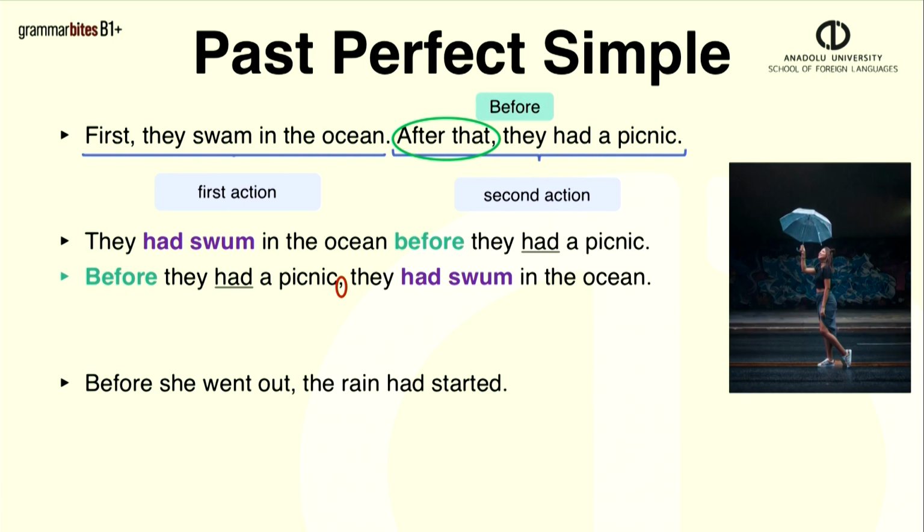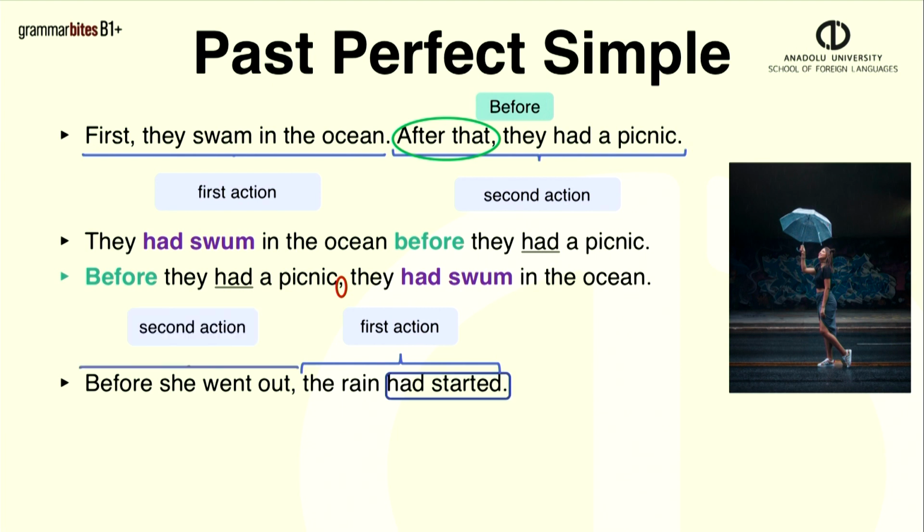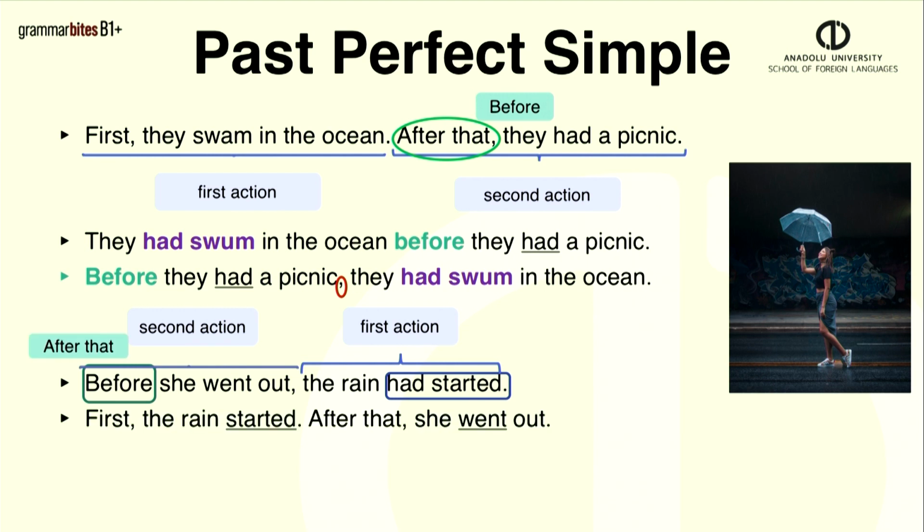Let's see another example. Before she went out, the rain had started. Here, we have a past perfect simple form. We know that this is the first action because of that. And this is the second action. Remember that we should write after that or after instead of before. So we will say, first the rain started, after that she went out.